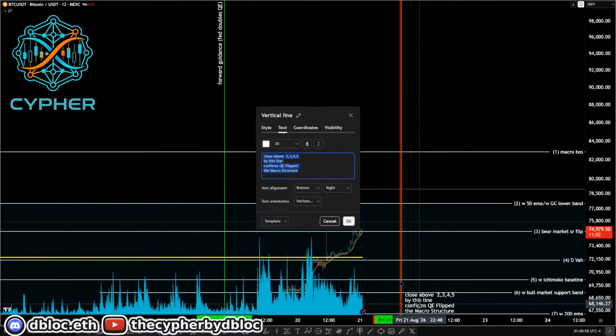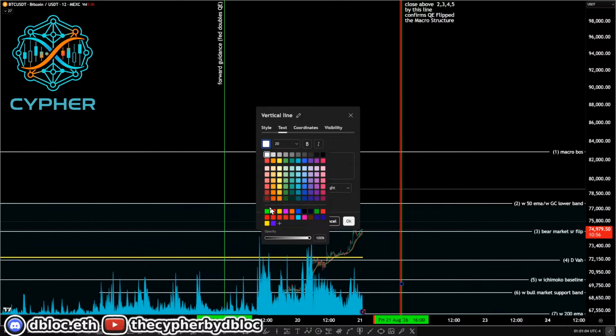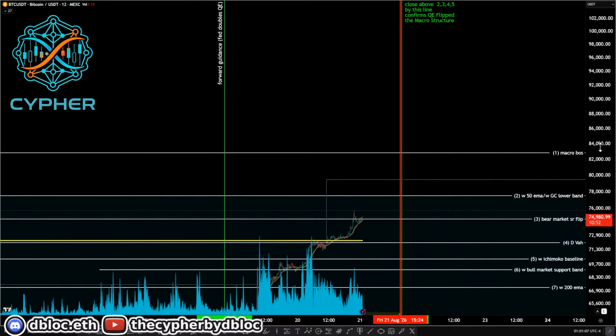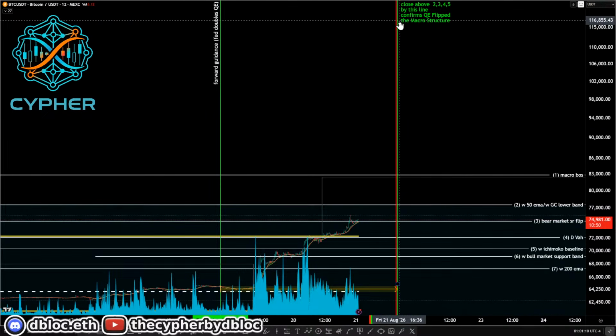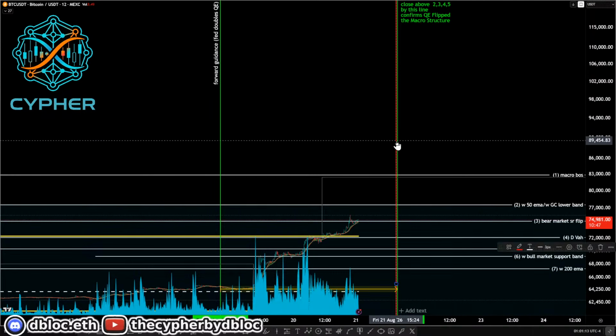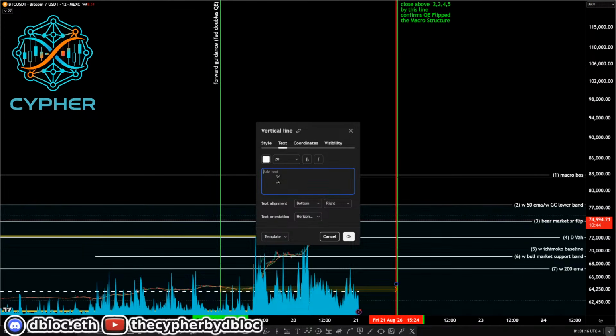So for the bulls, let me make this easier to see and understand. Oh, make it green. Right? That's your goal for the bulls. For the bears, goes underneath 5 by this line.